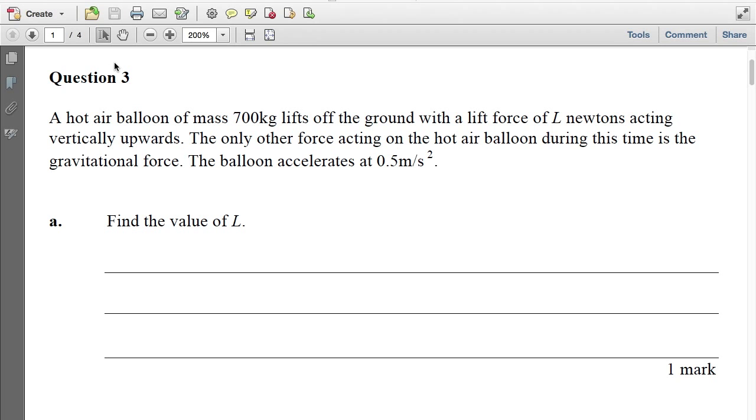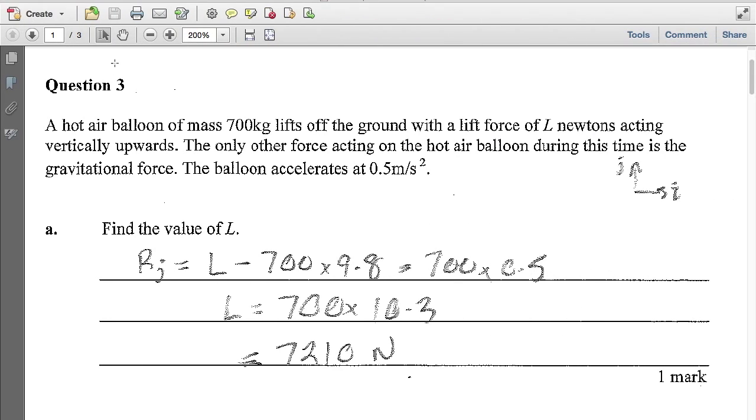For part A of this question, what we've got to do is look at the forces in the J direction. So we have the weight force acting down, which is mass times gravity, 700 times 9.8, and we've got the lift force acting upwards. If we look at the resultant force, that will give us mass times acceleration. So we put that in and we end up with an answer of 7,210 Newton.